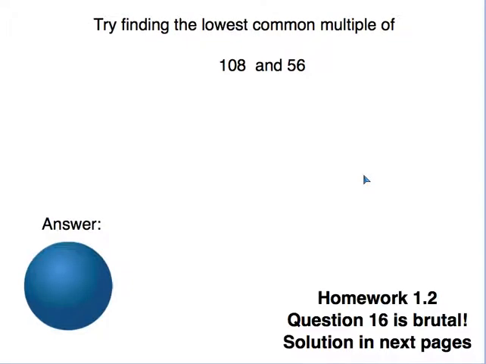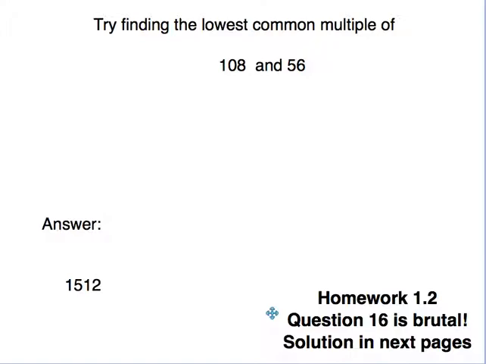So what you can do is try finding the lowest common multiple of 108 and 56, and you can pause the video now, and I will reveal the answer after. And answer revealed, 1,512. So that was our review for section 1.2. Hopefully you guys are masters of prime factorization right now.